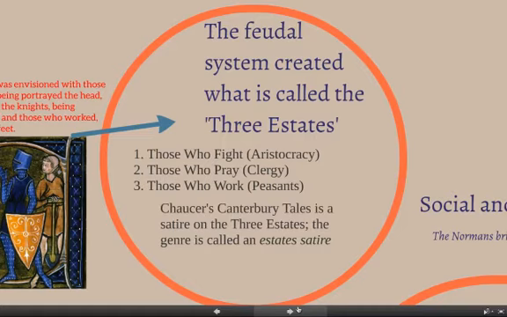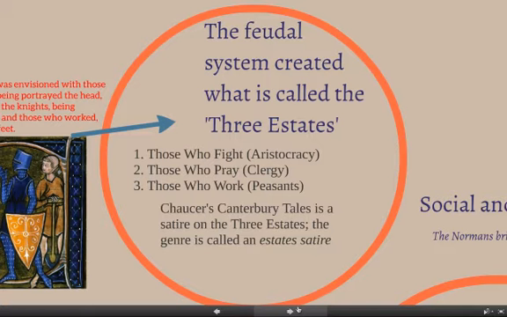And the three estates are the three different categories of people and where they fall in terms of social class. The first estate is those who fight, and that's the aristocracy. Those are your lords and knights who are running the land, and the kings and the leaders of the land. The second estate is those who pray, and those are your members of the clergy, the priests, the nuns, the people who are reading and praying. And then finally, the third estate is the people who work, and that's the peasants.